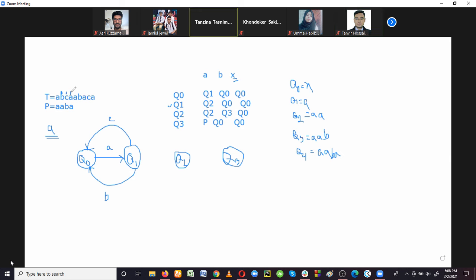Okay, and again read T[K]. Now the next character is A. So when Q1 receives A, it will move forward to the next state. Again, step number 3, read T[K]. The next character is A. So when Q2 receives A, then what will happen? It will stay inside for the value A. Then the next character is B. When Q2 receives B, it will go to the next state Q3, right? Now the algorithm is in state Q3.